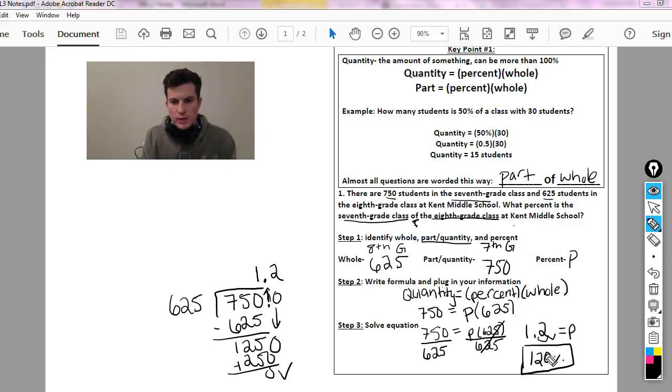Now, it might look weird because it's more than 100, but remember we said, hey, the quantity can be more than 100%. Why is it more than 100%? Well, the 7th grade class is larger than the 8th grade class, so what percent is the 7th grade class of the 8th grade class? Well, it's going to be above 100% because it's larger, and we calculated it will be exactly 120%. Let's go to page 2.